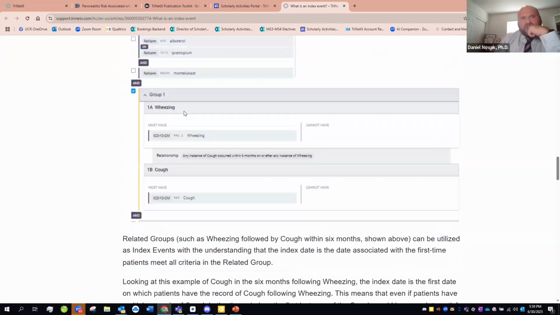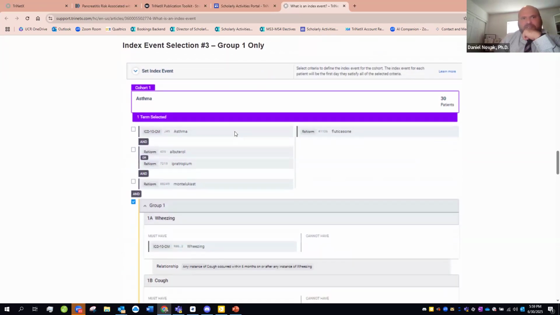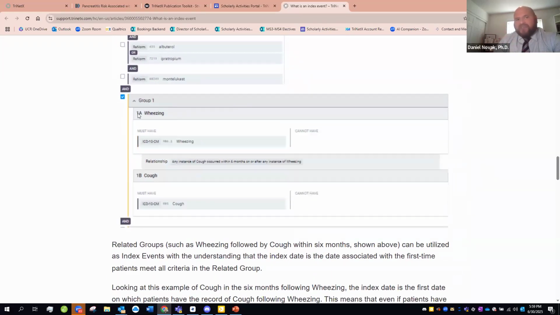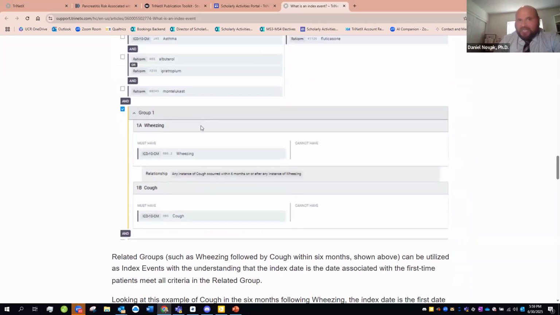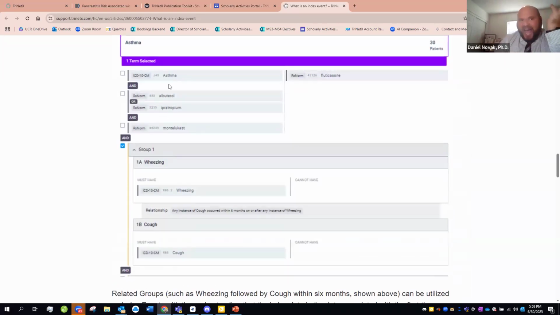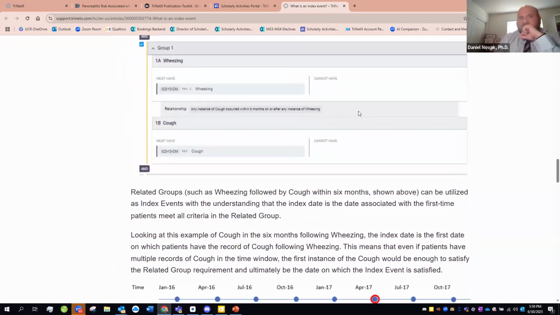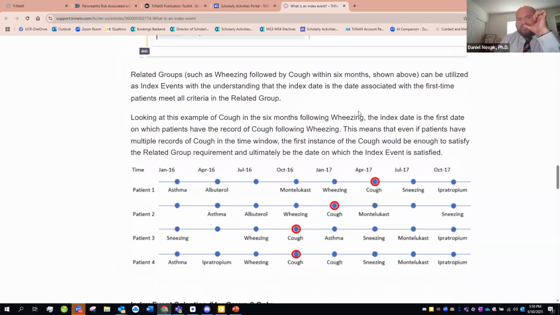So here we also have in this kind of third example, the idea that you've got wheezing as a characteristic, and in time relation to that, the cough that the person develops occurred within 6 months, and that's the index event for our study. These other people would also have had asthma, albuterol, and other medications, and never had these other medications, but they have to have had these things within 6 months of each other.